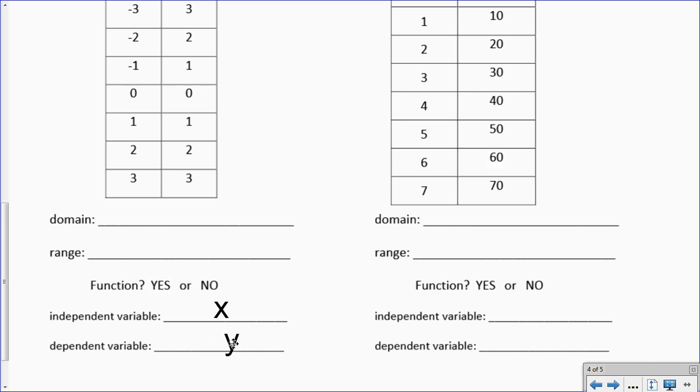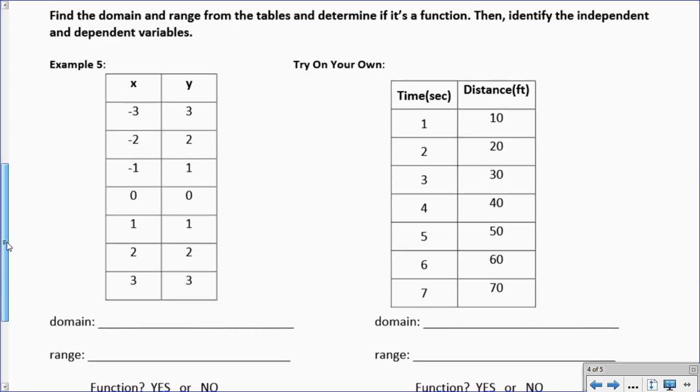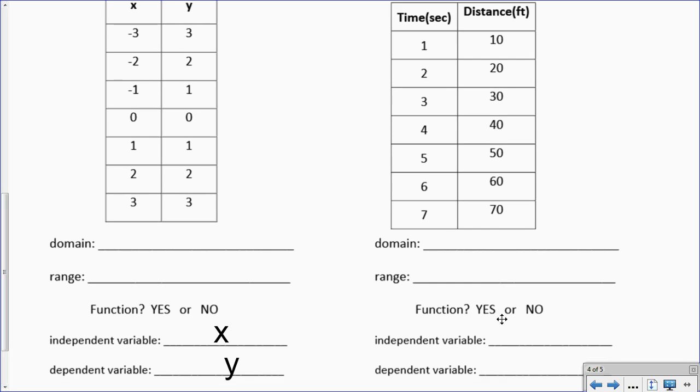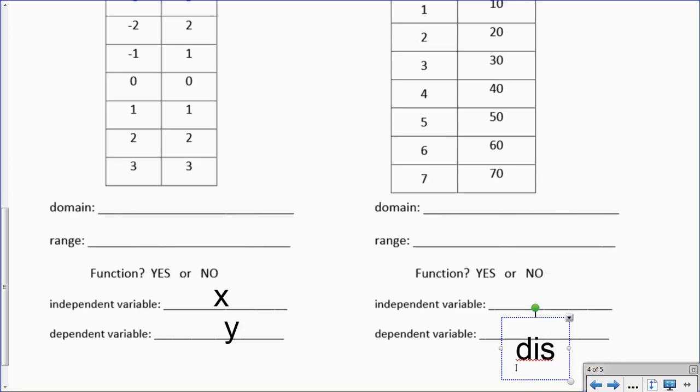Let's go ahead and do yours too. So for the try on your own, we have time and distance. Well, how far you go depends on how long you're running. So distance depends on time. So that means distance is your dependent. I'm just going to write dis. And time is your independent. Because time is going to move. I mean, we don't stop time because you decide to go slow. We don't speed up time because you decide to go fast. Time is not dependent on how far you go. It's the other way around. So we did that together.